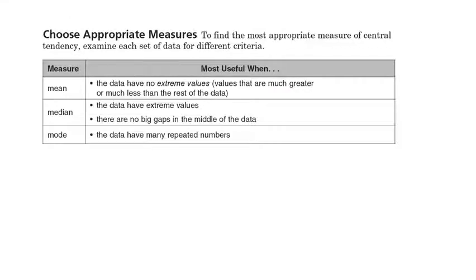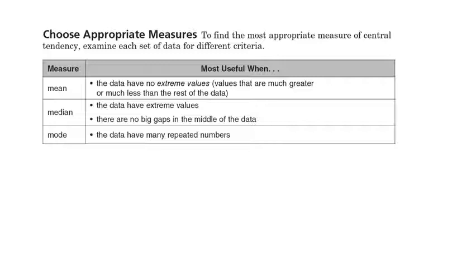So then we want to talk about when I'm looking at survey results or looking at a set of data, and I want to make sure that I use the best measure of central tendency to summarize my data. Then I go by these rules. The mean is best when there are no extreme values that are really greater than the rest of it.